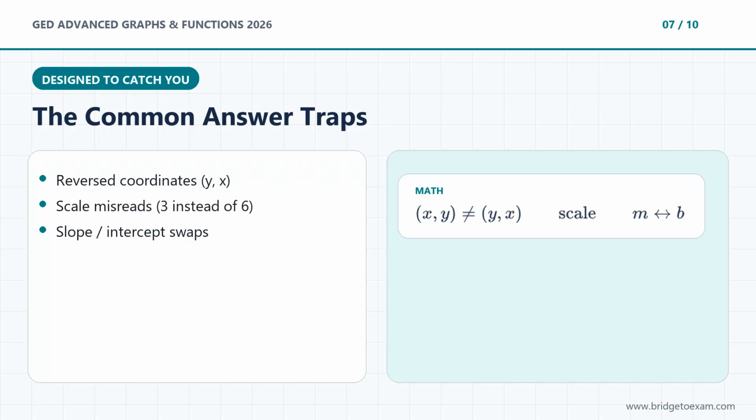The GED plants tempting wrong answers. The most common is the reversed coordinate, y, x instead of x, y. Another comes from misreading the scale, like answering 3 instead of 6. A third mixes up slope and intercept. Knowing these traps in advance makes them easy to avoid.